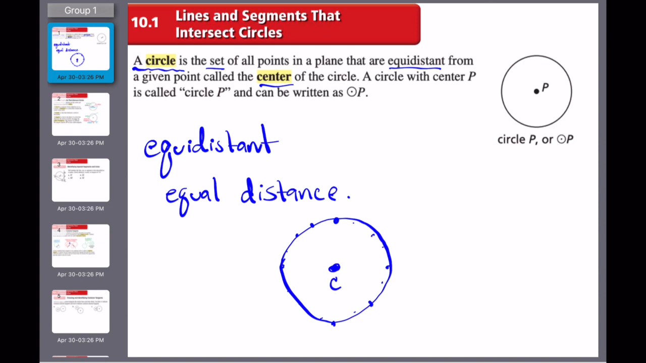And that central point is what we use to name our circle. So a circle with a center point P is called circle P. And we always try to come up with a notation that is graphic in design. So it's a circle with a dot and the central point next to it. So this is circle P. And this one down here we would call circle C.